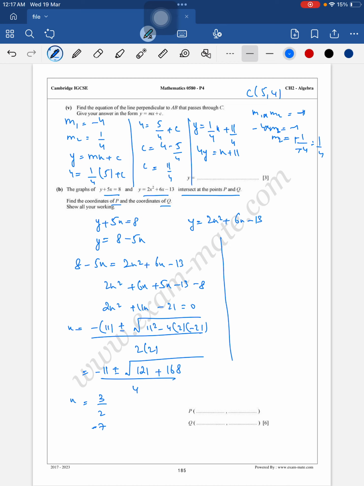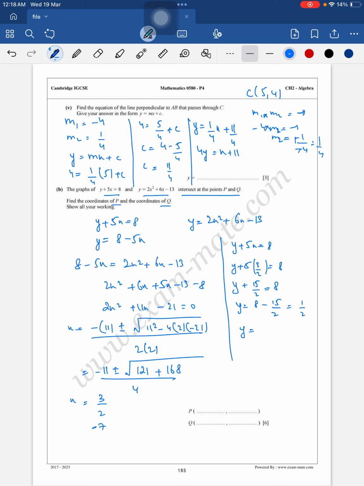Now putting the values of x in the first equation to find the value of y. So first putting 3 upon 2, so x is equal to 3 upon 2. So y plus 5 times 3 is 15, 15 upon 2, is equal to 8. y is equal to 8 minus 15 upon 2. That will be 16 minus 15, 1 upon 2.